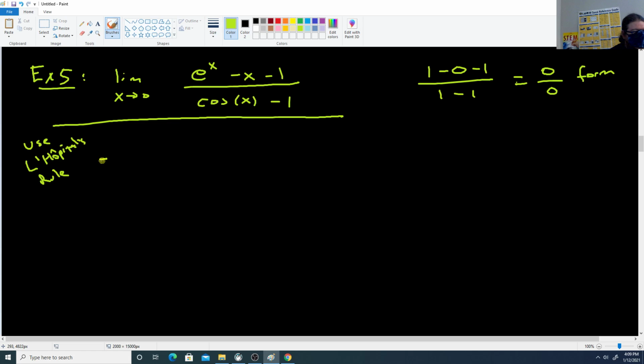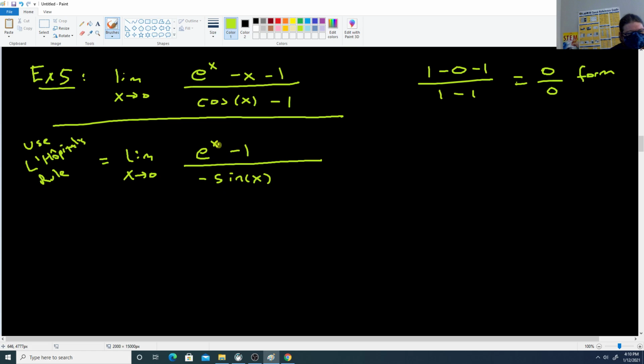And this basically says I can take the limit evaluated at the same place, and I take the derivative of the top, which e to the x is its own derivative. Negative x has derivative negative 1. Negative 1 has derivative 0, so we don't write it. And the derivative of the bottom, cosine of x has derivative negative sine of x. And minus 1 is going to drop. So we get down to here, and we'll say, all right, let's reevaluate and see what happens.